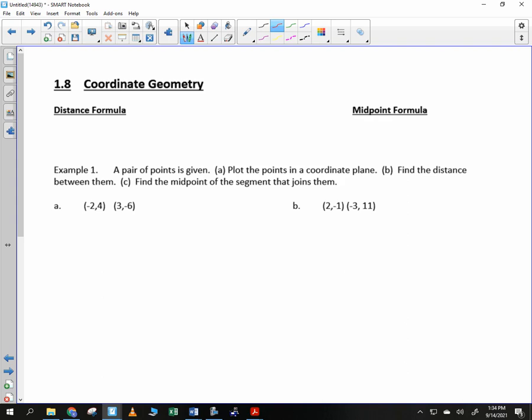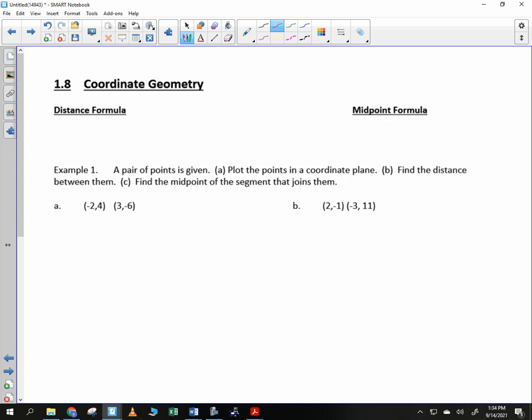Okay, so we dealt with the inequalities. There's really two topics of this next section. We had inequalities, and then we have what we call coordinate geometry, and that's starting to work with the x and y axis and plotting things and whatnot.